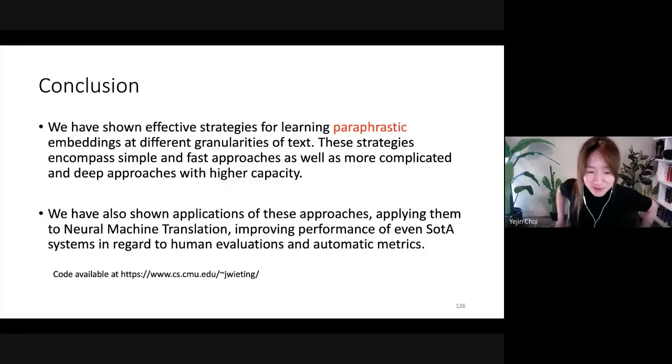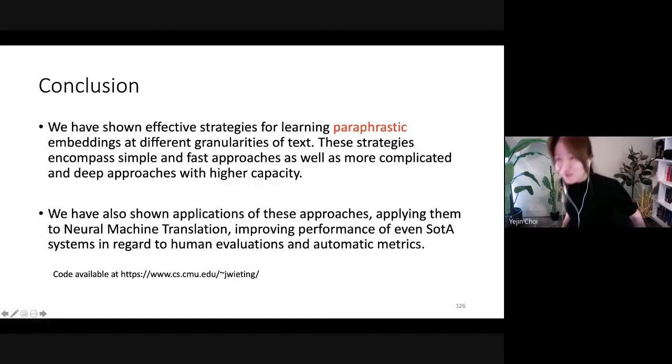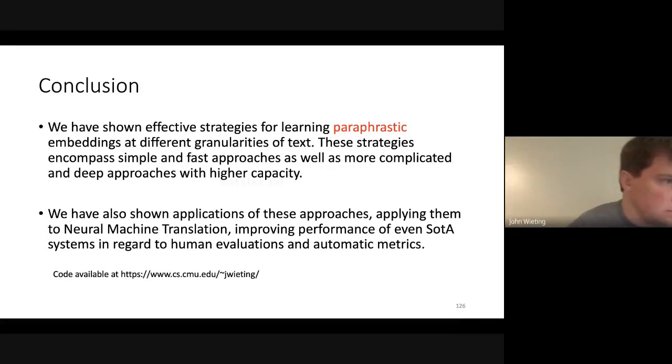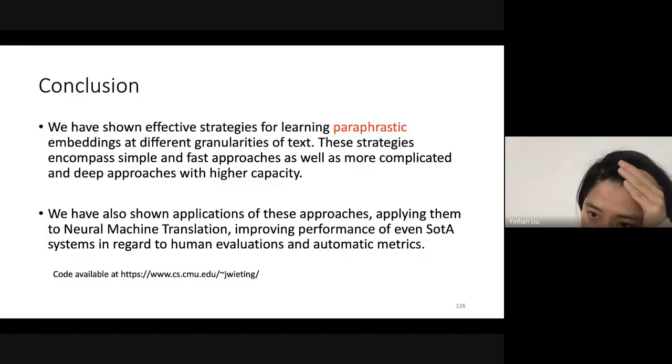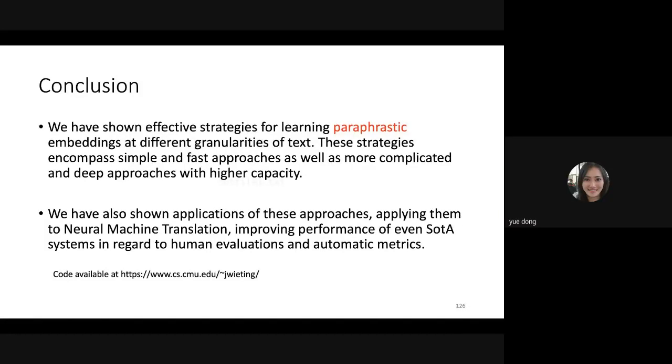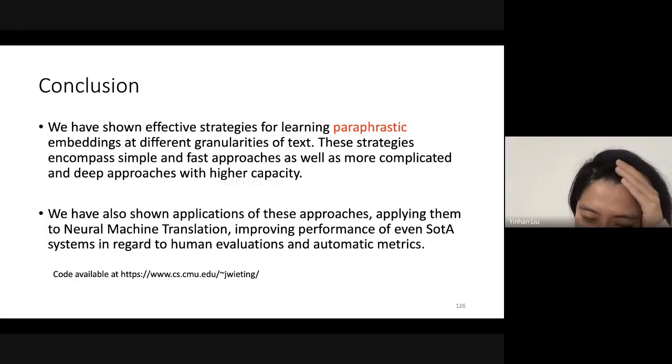So, very interesting talk, but we don't have a lot of time left. Any questions from the audience? I have one. Okay, go ahead first. I have one question. I'm Yinhan from Incubator. So I was wondering, have you tried to use paraphrase to do pre-training?